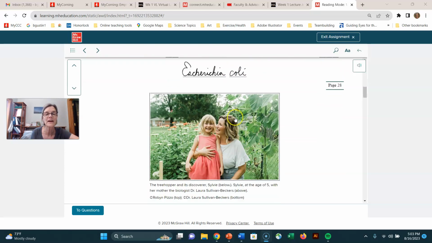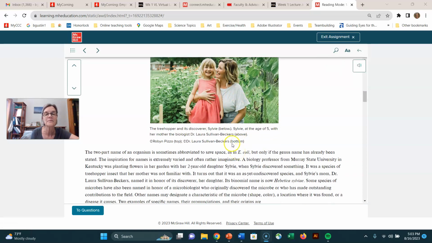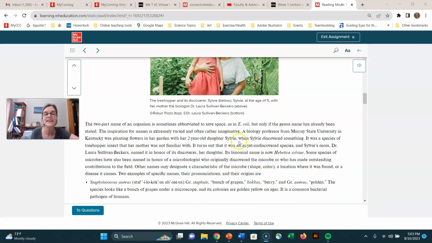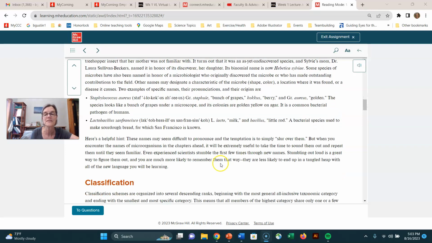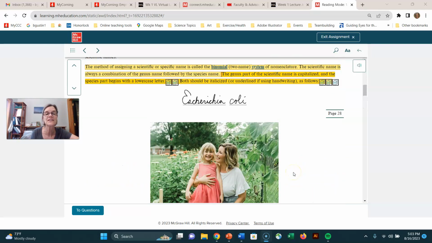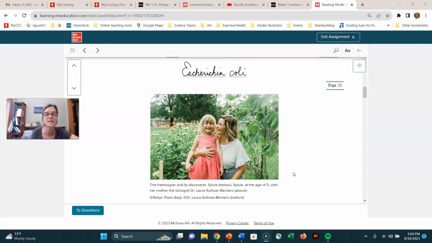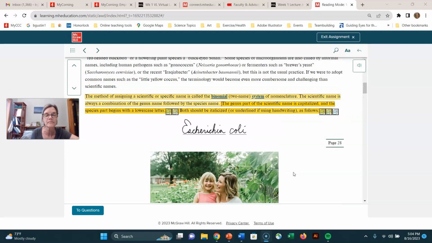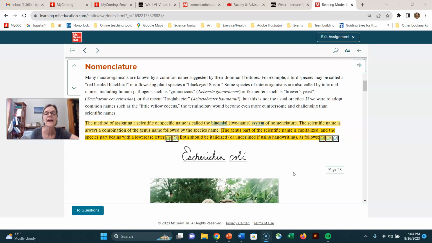Here's a little story about a tree hopper, an insect that was named after a little girl. Her name was Sylvie, and they kind of Latinized her name a little bit, and they ended up naming it after her. I forget what they named it. Anyway, it's in there somewhere. And so you can come up with these binomial names for living organisms. Every living organism has that.